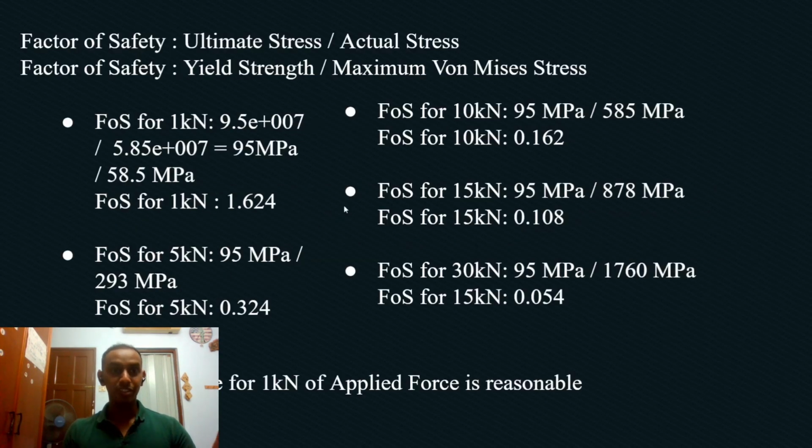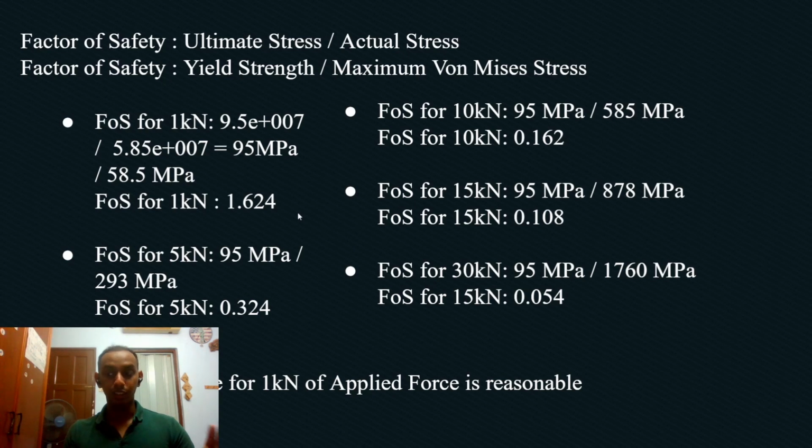So for the factor of safety, which uses the formula ultimate stress over actual stress, we have studied based on the data of each analysis that was done from 1 kilonewton all the way to 30 kilonewton. For 1 kilonewton, the factor of safety is 1.624. For 5 kilonewton, 0.3; 10 kilonewton is 0.162; 15 kilonewton is 0.108; 30 kilonewton is 0.054.